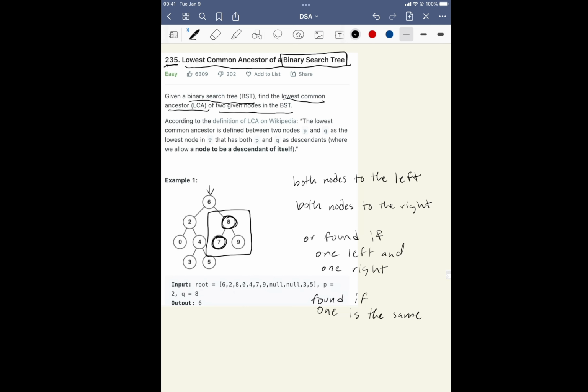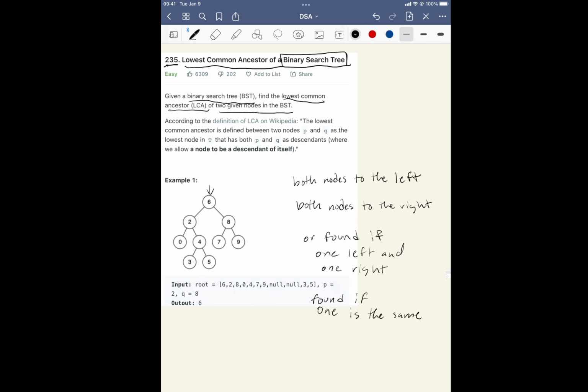And now I'm on 8 and 7. Now one of my nodes is the same as the current node that I'm on. Now I'm on node 8, and the current node I'm on is the same as one of my P or Q nodes. And so that means I found the lowest common ancestor, and it's 8. So that's how it works. Let's go through a couple more examples so you can see a couple more cases.